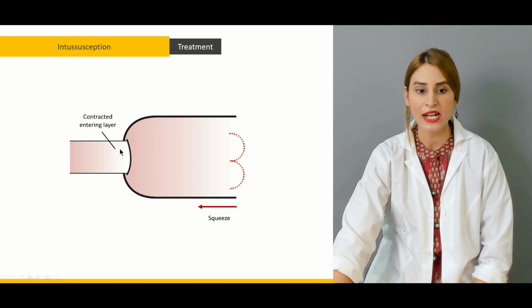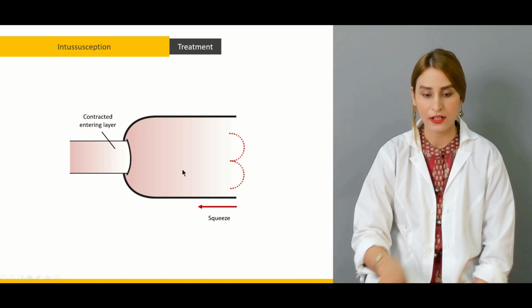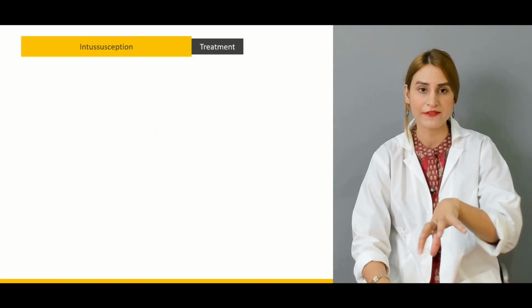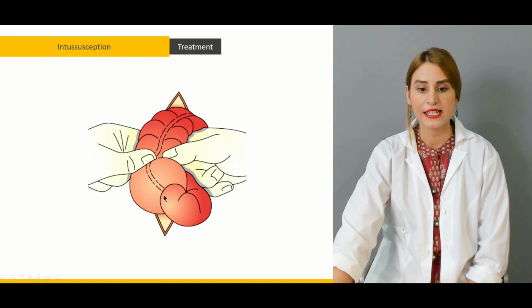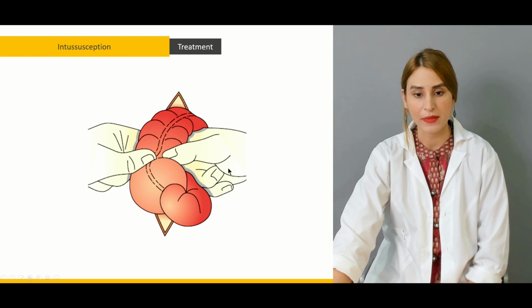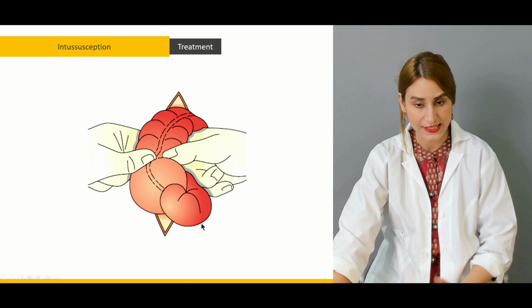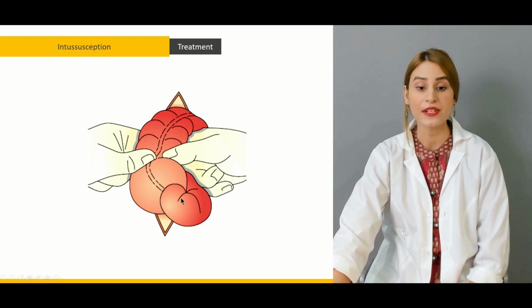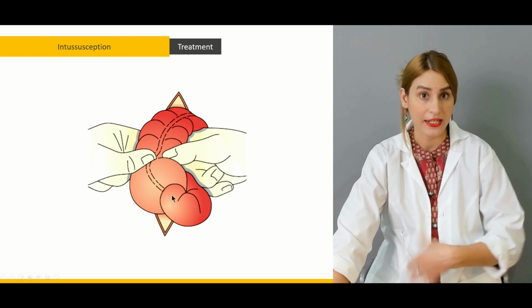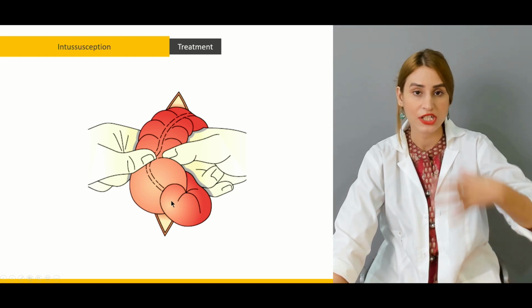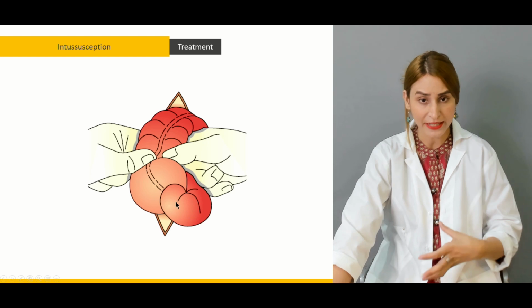This is the contracting entering layer, and particularly you have to squeeze the distal segment. You can see here, this was the distal segment, and this was the proximal segment. And what you do is you find out the intussusception, the point of the intussusception. You squeeze the proximal segment, you squeeze the distal segment, and try to push it proximally, right?